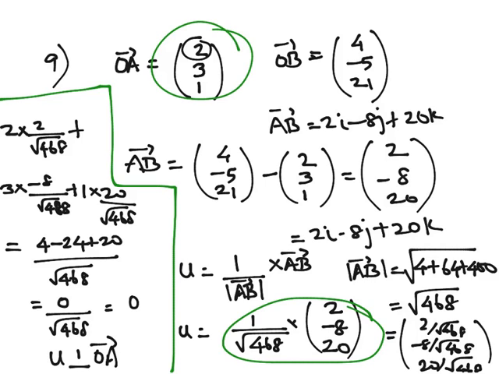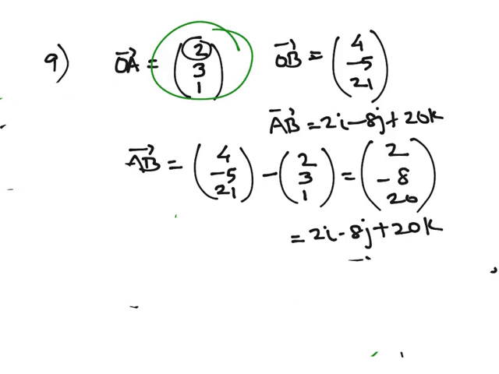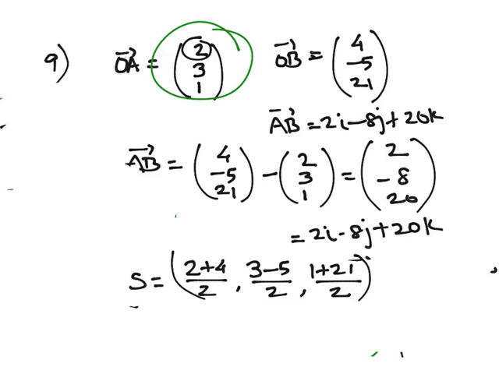The next one is: let S be the midpoint of AB. Fine. So we have AB here. So let me erase the rest of the problem. It is given that S is the midpoint of AB. So the coordinates of S are (2 plus 4)/2, comma, (3 minus 5)/2, and (1 plus 21)/2. Right? These are the coordinates of S. That means I'll take the average of these, and the average of 1 and 21. So you'll get 3, minus 1 and 11. So these are the coordinates of S.